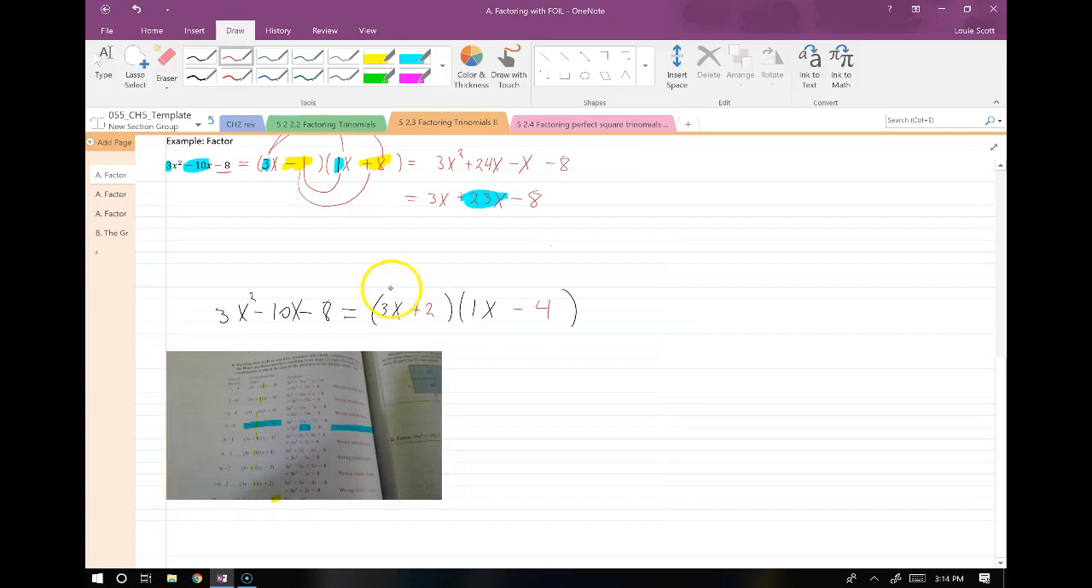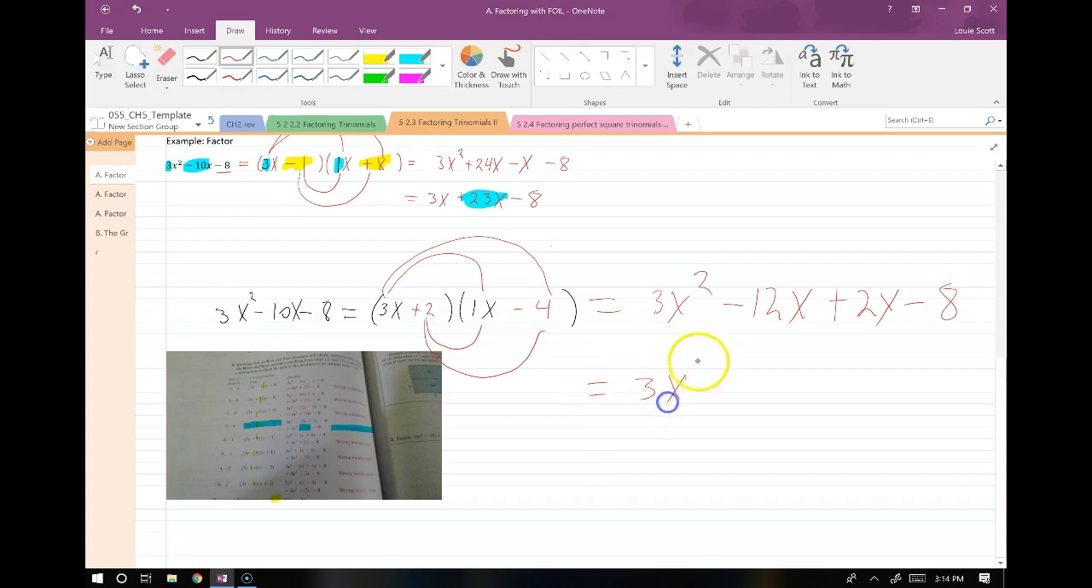Right? When I finally foiled this guy out, it would give me 3x squared minus 12x plus 2x and then minus 8, which when we put it all together, you could see that it matches the original. And that's exactly what we wanted. And so really, it's kind of like the tough term to make is this middle term, right? Like, you know, all your guess and checks, the first term and the last term should be correct. The thing that you really need to pay attention to is this middle term. This is what's going to change a lot. And since this middle term matched the middle term in our original, we are good.